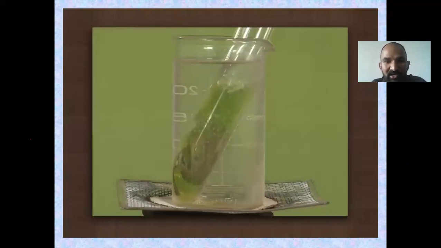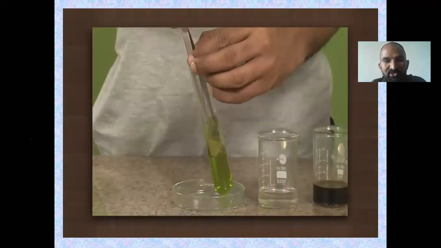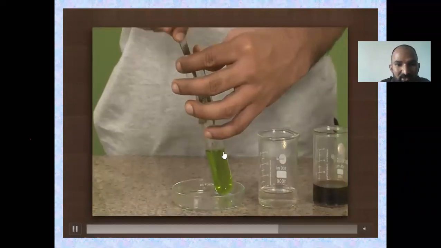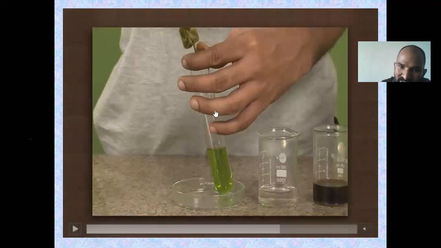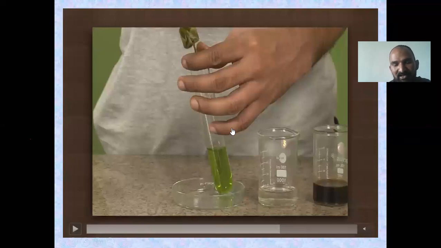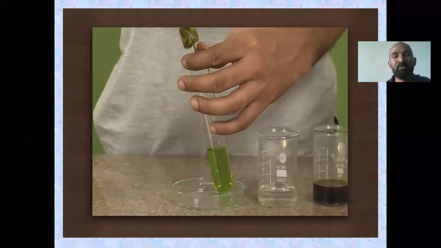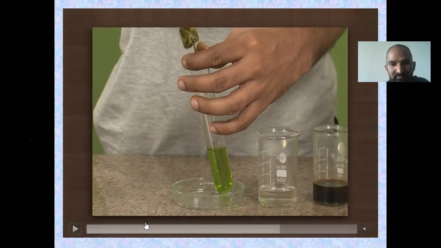So due to the heat the water automatically boils, and the methylated spirit is also heated up. When we pour the methylated spirit, it is white in color. So later what will happen? The methylated spirit turns green. Why does it turn green? Because the leaf contains chlorophyll pigments, which dissolve in the methylated spirit. That's why the methylated spirit turns green in color.